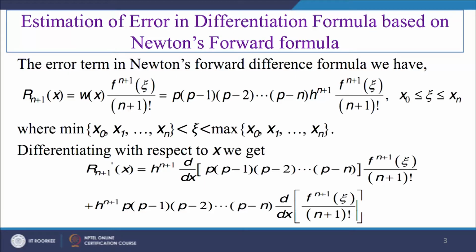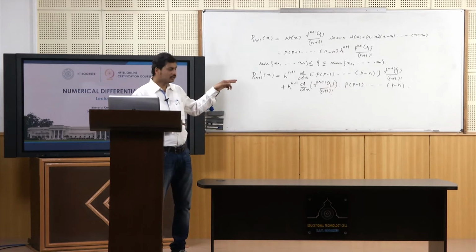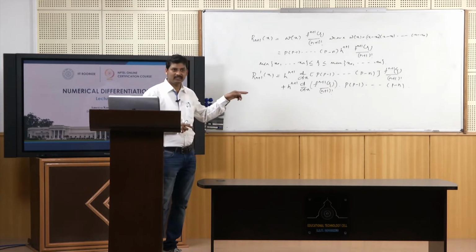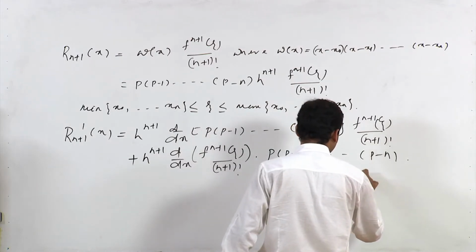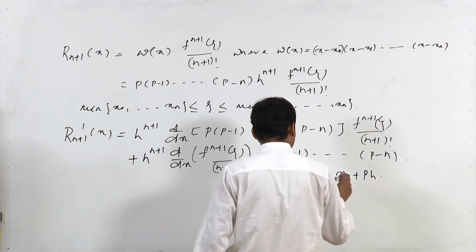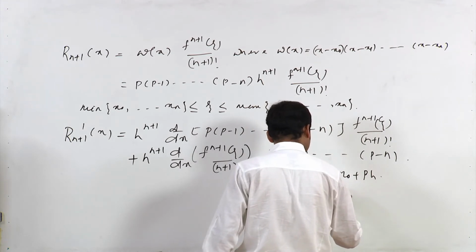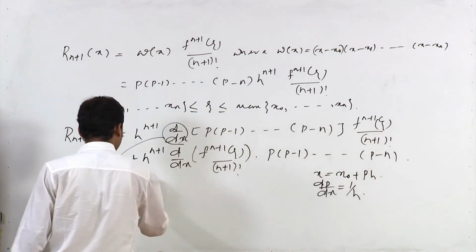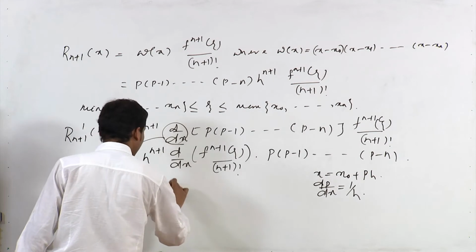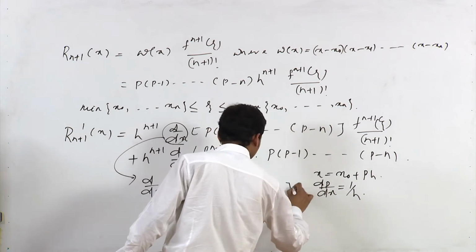If we go through the elimination process, we find that h to the power n will come, since d by dx can be written in the form of d by dp into dp by dx. So dp by dx will give you 1 by h, since we usually express x as x0 plus ph. So we write dp by dx as 1 by h. Obviously, this differentiation can be replaced as d by dp of the total function p into p minus 1 up to p minus n, into dp by dx.